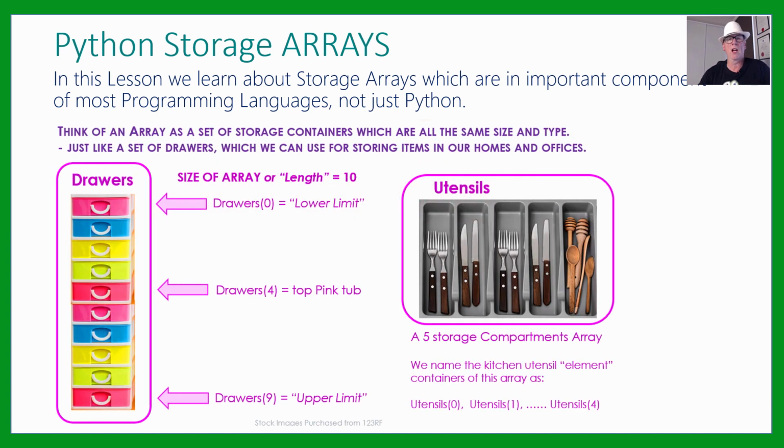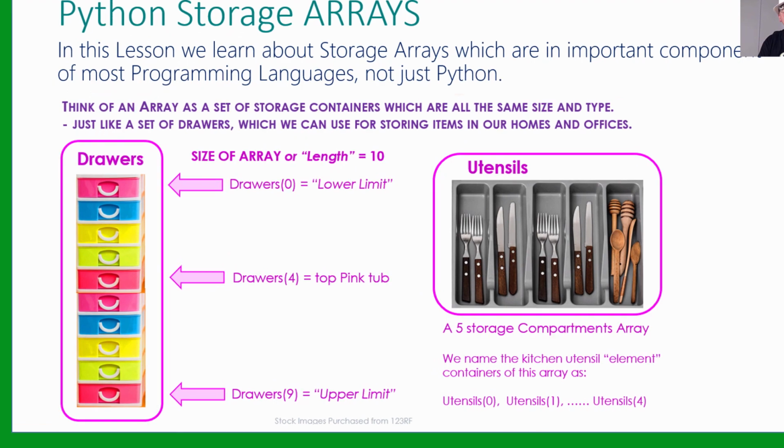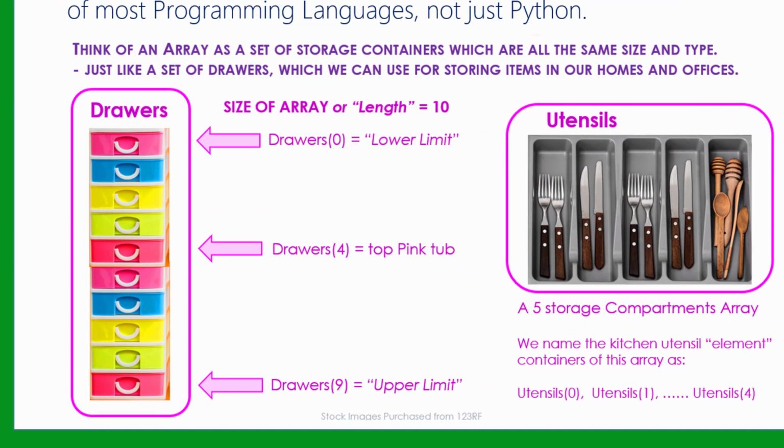So arrays are kind of some storage compartments next to each other, like in a row or in a column, think of it like that. And they all have to hold similar types of objects in them, okay? That's an array, and that's true in most programming languages, not just Python.